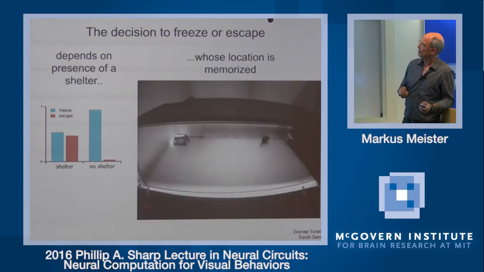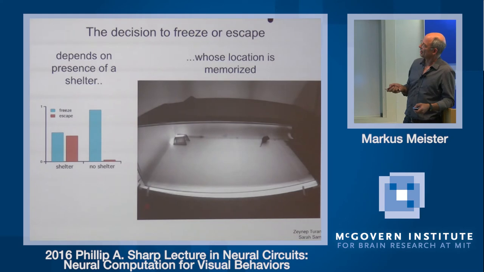So here's a movie that you should find interesting. So we're looking again into the arena. This is a slightly bigger box. Here's the animal. Here's this shelter. It looks transparent to you, but it's going to be opaque to the mouse. It's like a red plastic shelter. Everything is done under infrared illumination, so any of the lights you see here are not visible to the animal.